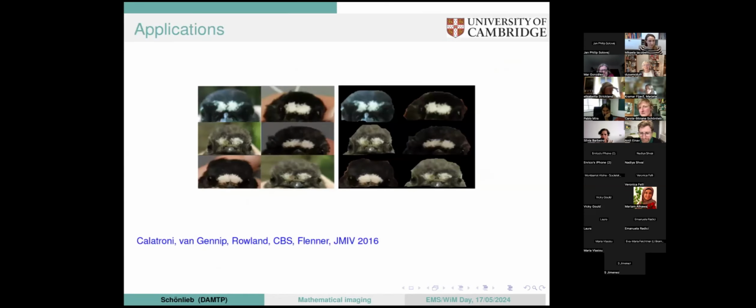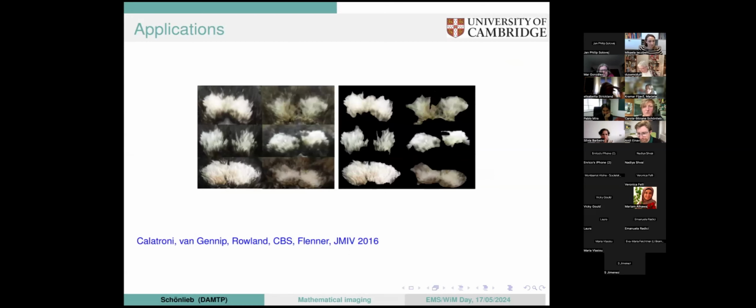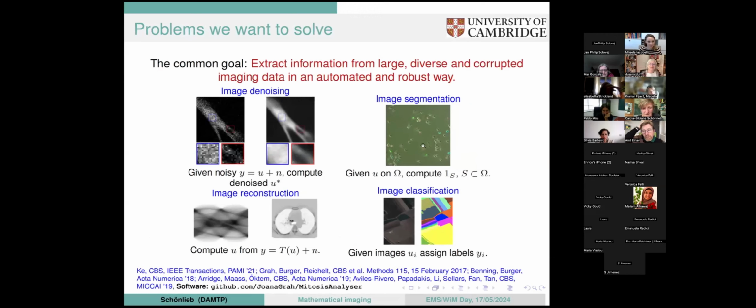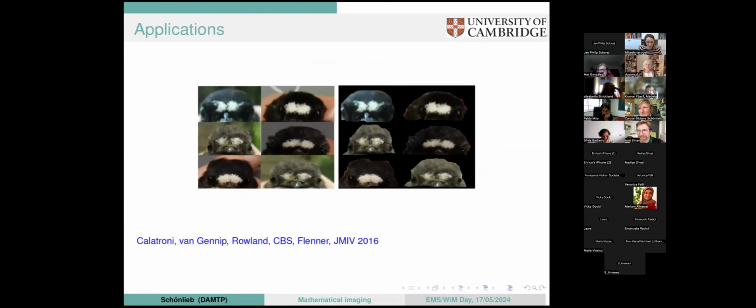All right, so these are the kinds of problems we want to solve. And why do we want to solve them? Well, some of this has been already revealed here, because all of these types of images come already from applications. But let me give you a few more examples.